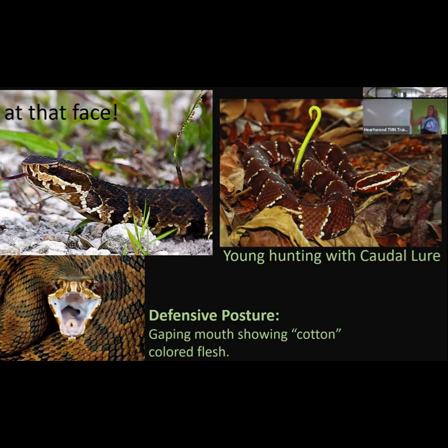The young hunt with their caudal lure. That's this. So if you see a baby snake and it still has a yellow tail, he's quite the baby, right? And as they get older, they lose their yellow tail. But he coils up and he sticks it up in his coils and he moves it like a worm or a caterpillar and waits for a lizard to come by and smacks it. So that is how the babies are hunting.